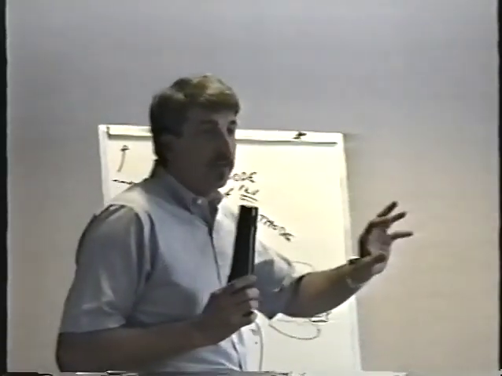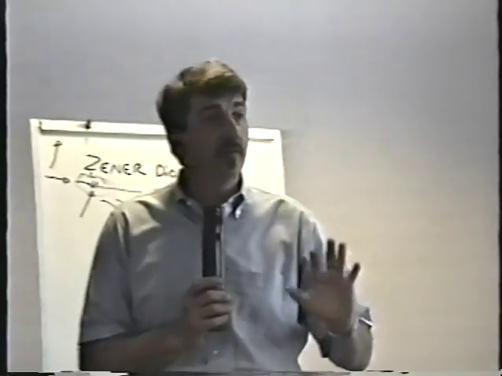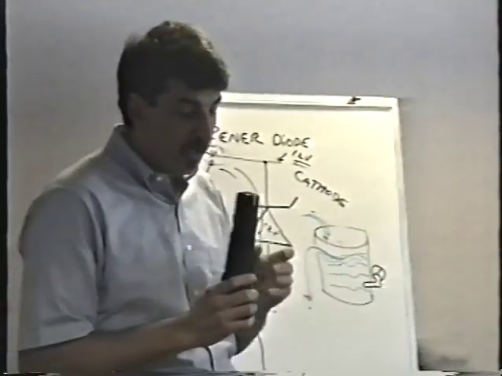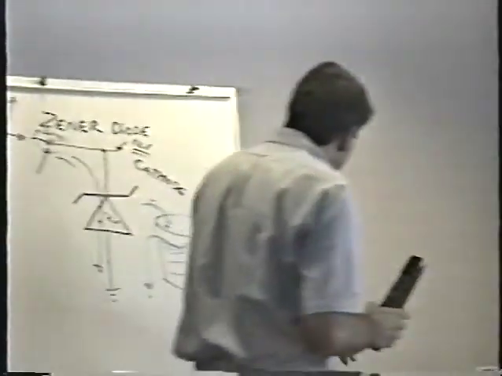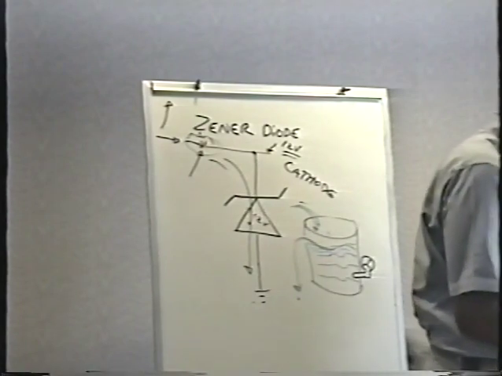Occasionally, Zener diodes do a really weird thing. Occasionally, when a Zener diode fails, it will change its Zener voltage, and it usually lowers it. Turn in your blue book to page, gosh, I think it's 17 or 18.